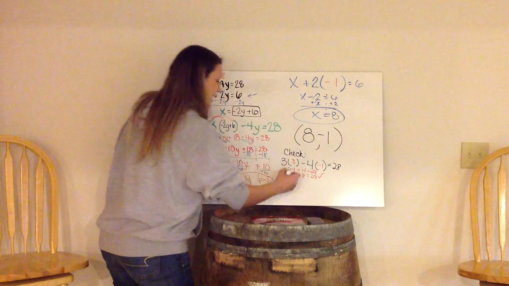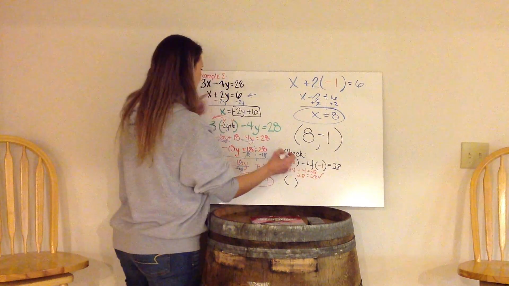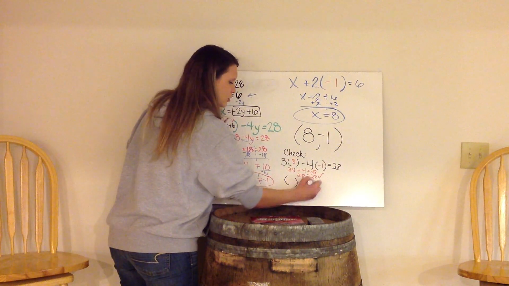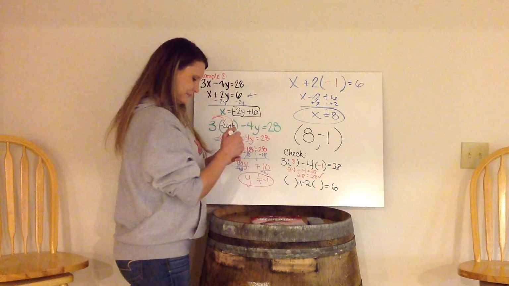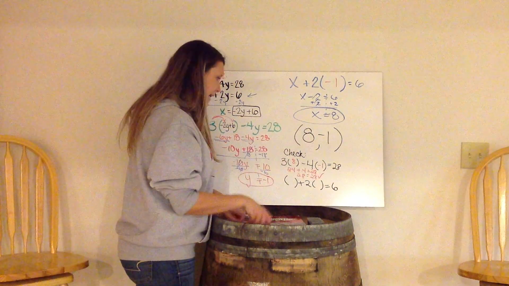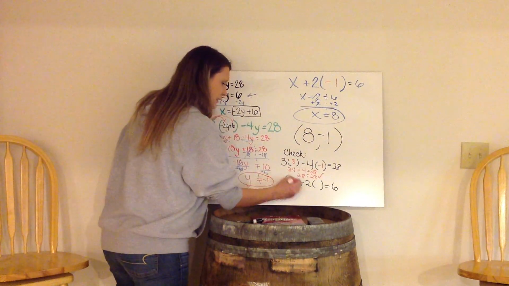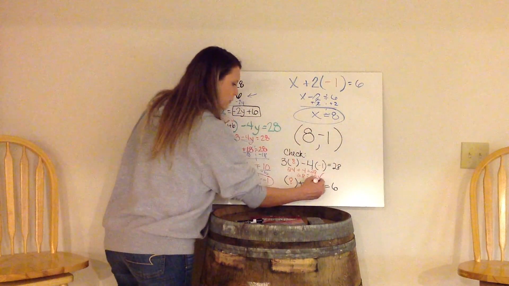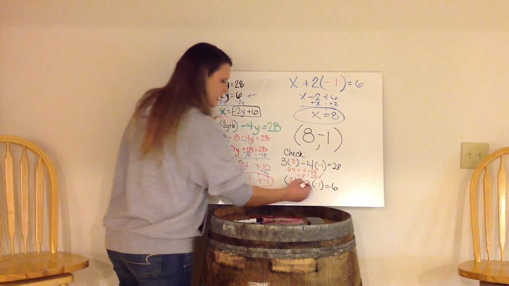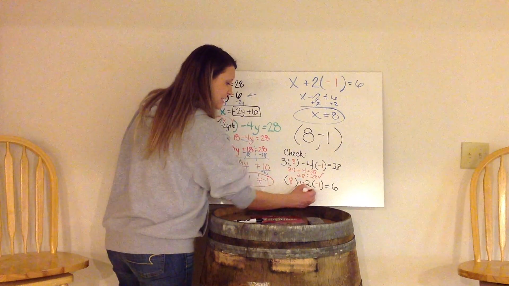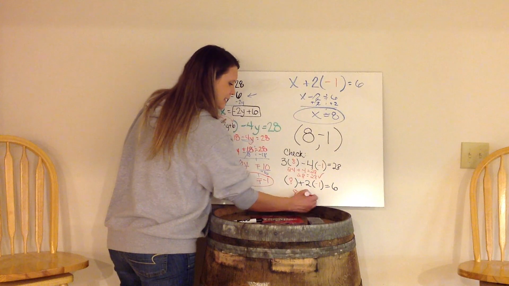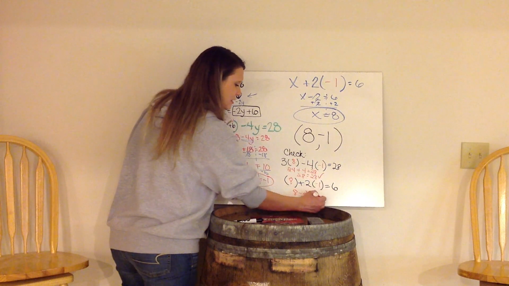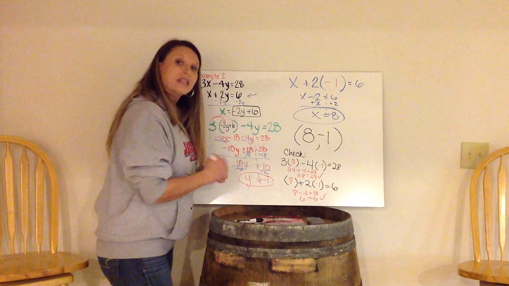So let's plug it back into here. X plus 2y equals 6. Remember, we said that x was 8 and y was negative 1. 8, 2 times negative 1 is a negative 2. 8 minus 2 is 6. Yes, 6 is equal to 6, so that one checks as well. So it is a solution.